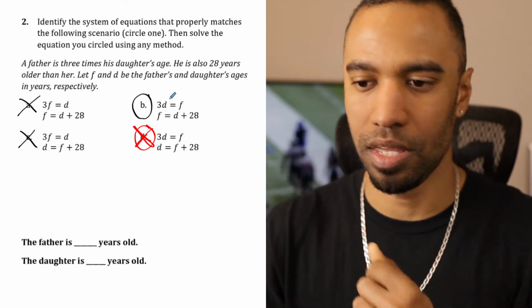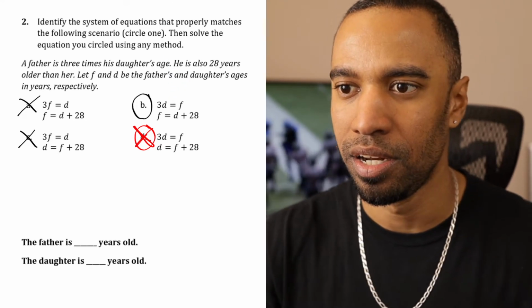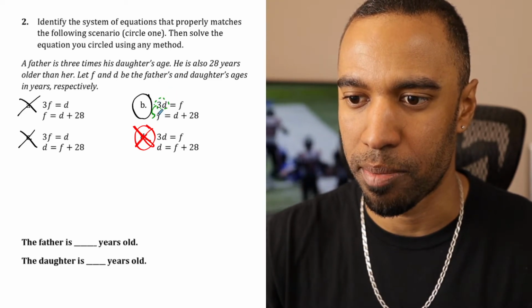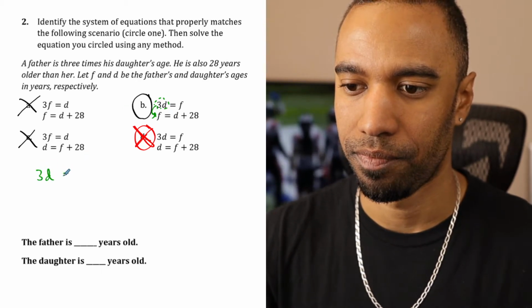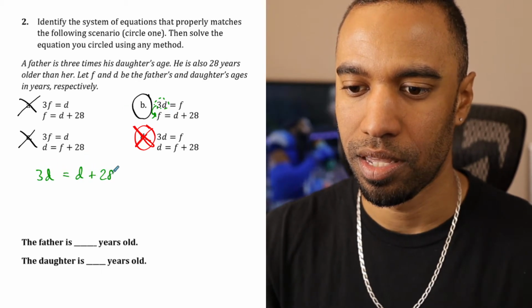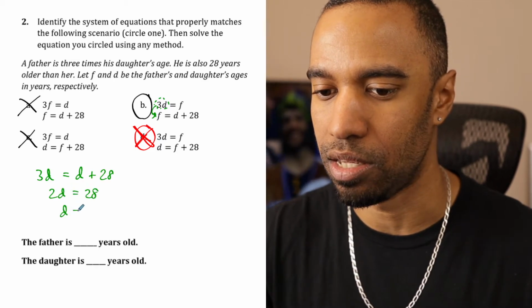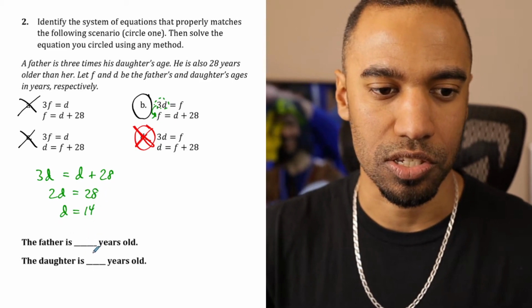Now, in order to solve it, I'm seeing a little substitution method here. I want to place maybe 3D in for F in the other equation, because remember 3D equals F. So I can make an equation now that says 3D equals D plus 28. If I subtract D from both sides and then divide both sides by 2, I get D equals 14. That's the daughter's age.